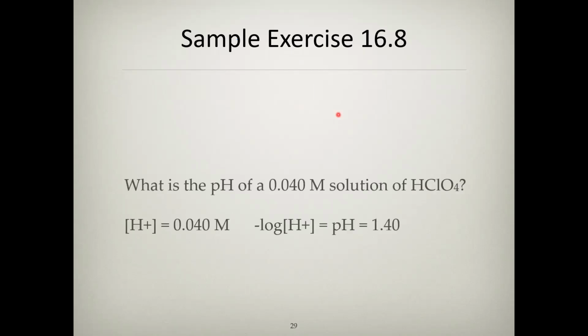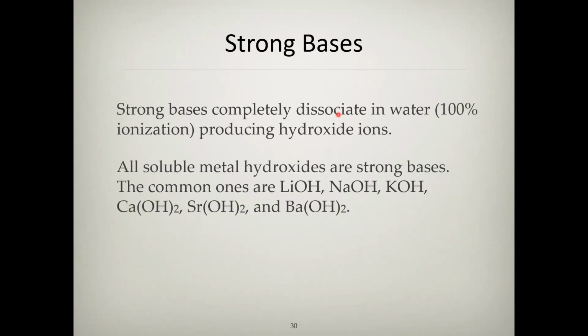So what we can do is just take the negative log of that concentration, and that'll give us the pH of this solution. So negative log of 0.04 molar is going to give us a pH of 1.4. And again, this is a very strong acid. That's why we can have this work. If we had a weak acid, we'd have to go through a similar process to what we did in the previous chapter.